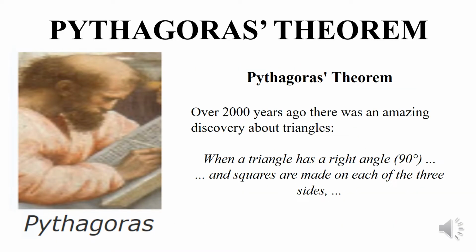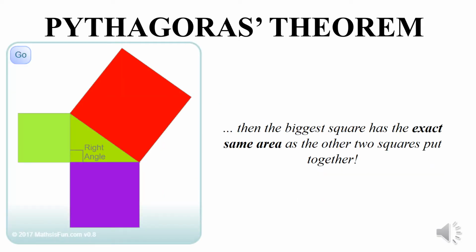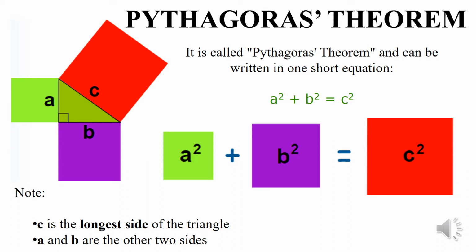Pythagoras theorem. Over 2000 years ago, there was an amazing discovery about triangles. When a triangle has a right angle, or 90 degrees, and squares are made on each of the three sides, then the biggest square has the exact same area as the other two squares put together. It is also called Pythagoras theorem and can be written in one short equation. A squared plus B squared is equal to C squared.